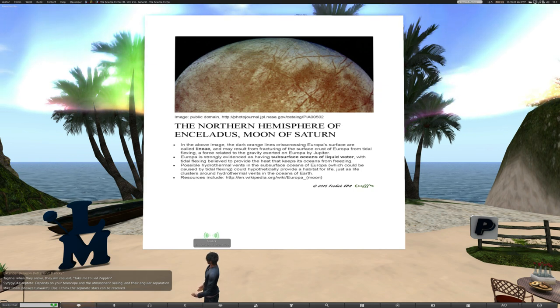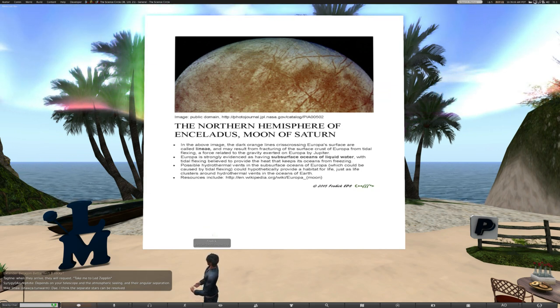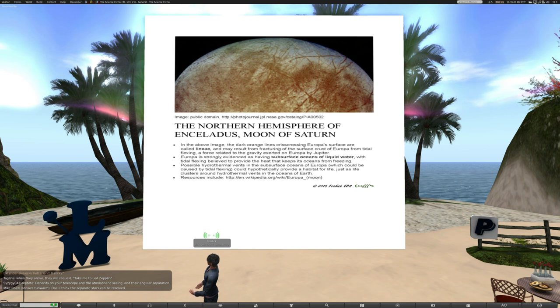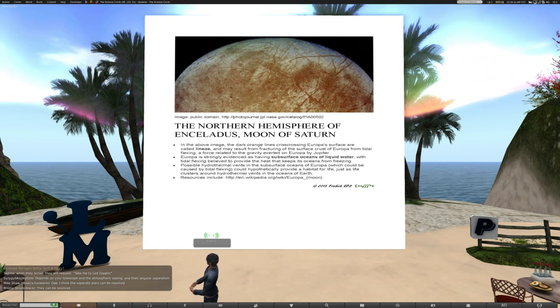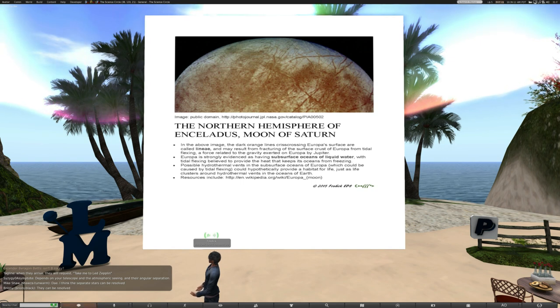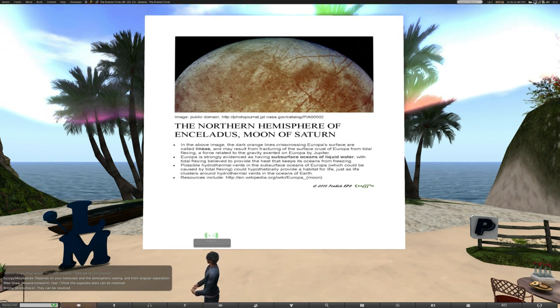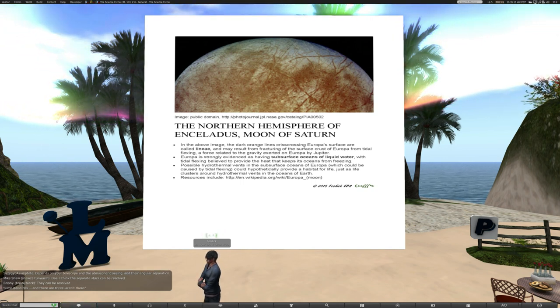So let me read some chat. See, depends on the telescope and atmospheric seeing and their angular separation. Yeah. When they arrive, they will request, take me to Led Zeppelin. Isn't B rocky? So I'm not sure where to go from here.